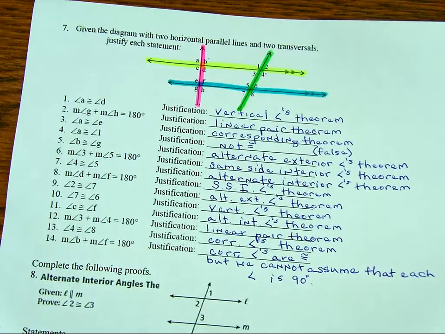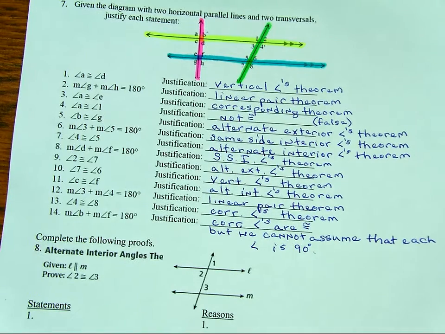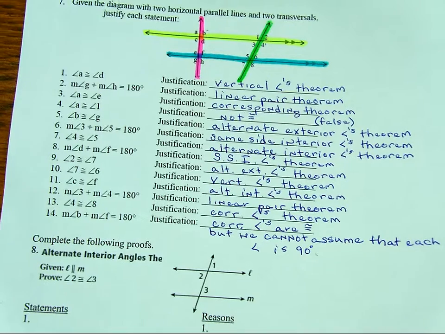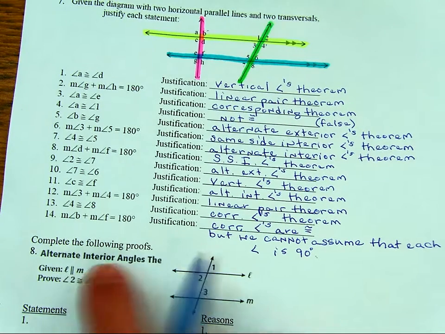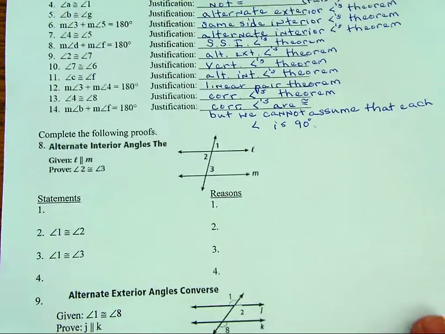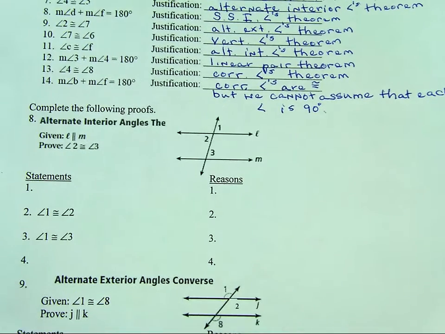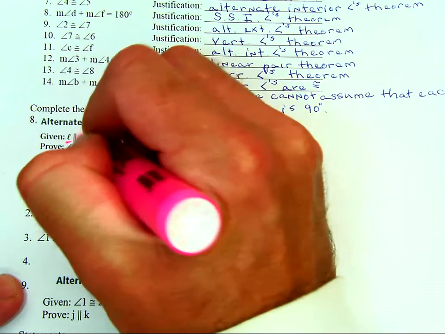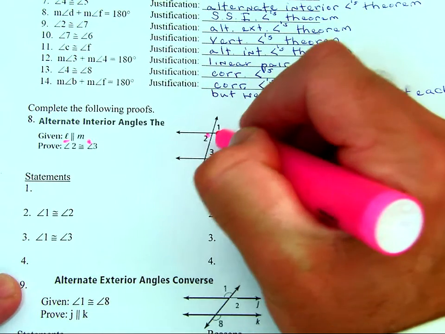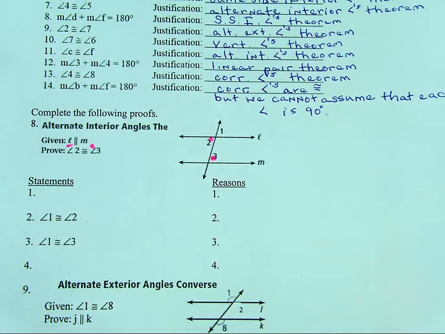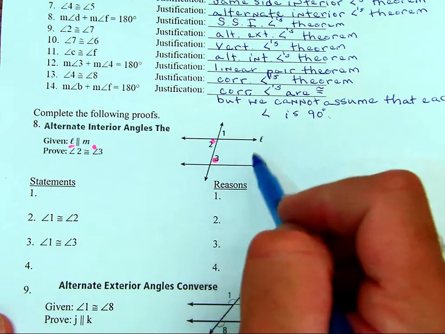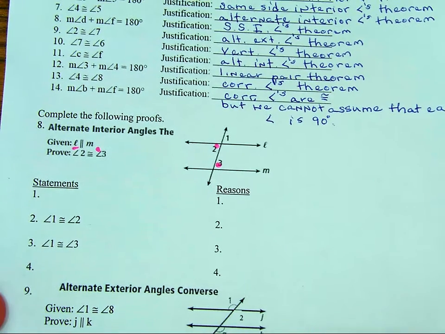Okay, problem number 8 is a proof. We're trying to prove the alternate interior angles theorem. So it says, given line L is parallel to line M, prove that angle 2 is congruent to angle 3. So angle 2 and angle 3 are alternate interior angles. And so it's asking us to prove that this theorem actually is true, that if the lines are parallel, alternate interior angles are congruent.